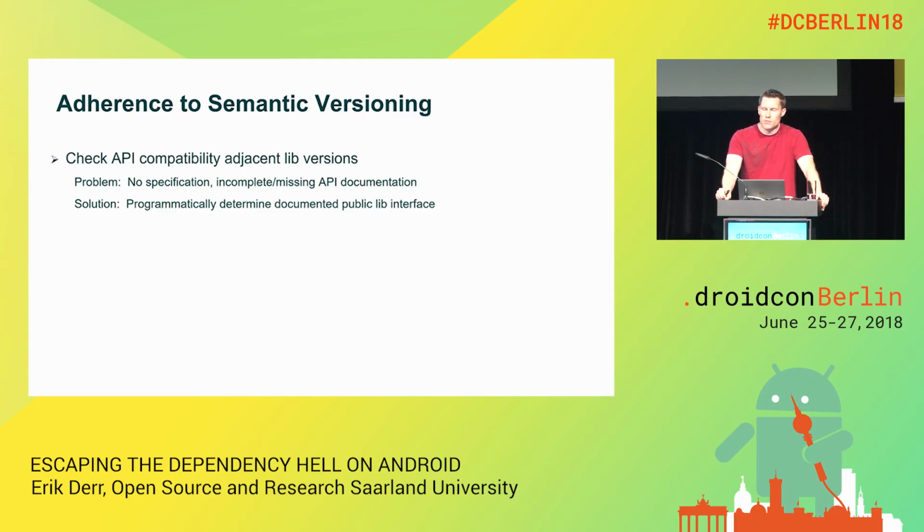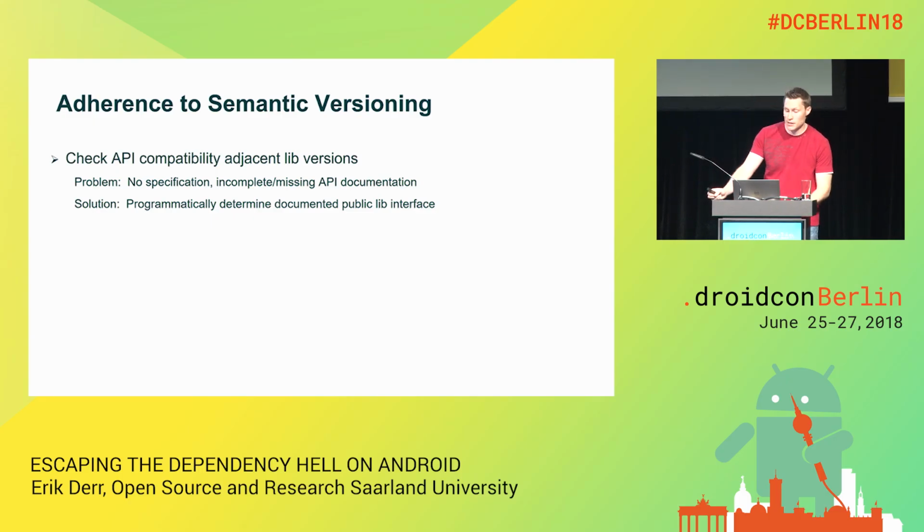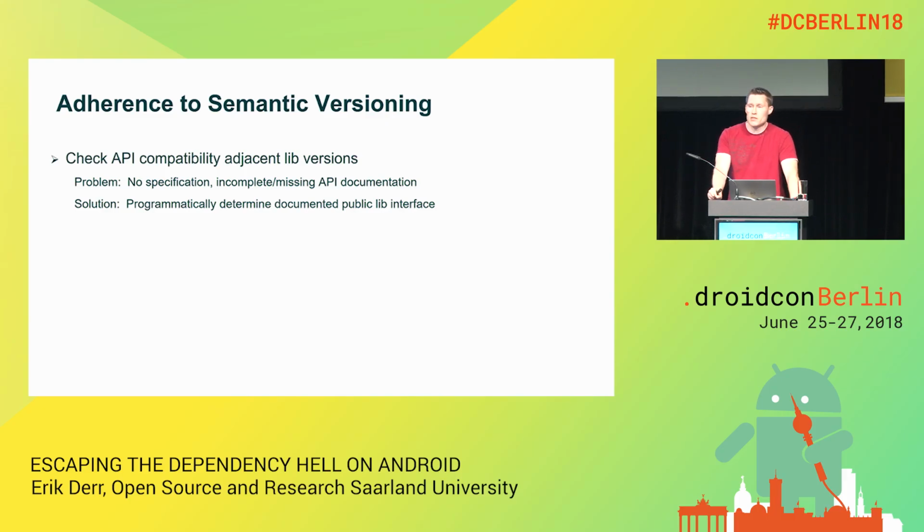All right, so this is about how library developers specify the version string. But of course, their code changes also have to match that version string. So we wanted to find out if this is actually the case. To do this, we have to check API compatibility across versions. The problem is, there is not always a specification, maybe you have incomplete or missing API documentation, so it's just not scalable to check this for hundreds of different libraries programmatically.